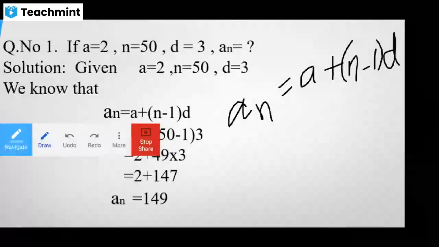Problem: if a is 2, the number of terms is 50, that is n equals 50, and the difference is 3, then a_n is equal to what? So we should find the nth term when n is 50. So substitute in this.